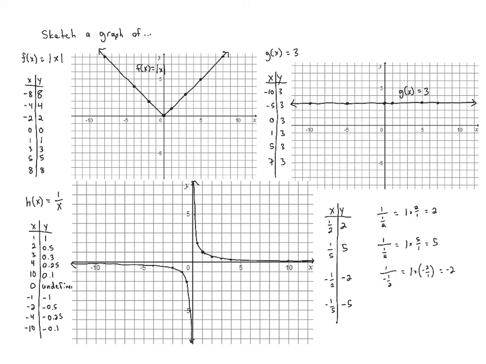Now this is the graph of h of x equals 1 over x. It's an important graph that we're going to see in the future multiple times, but I want to look at something here, specifically what's happening with the x-axis and the y-axis. The graph is getting closer and closer to the x-axis, but it never crosses it, and it never actually ends up touching it either.